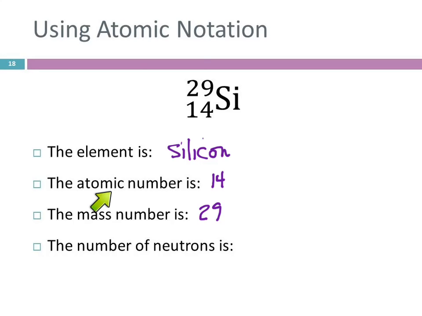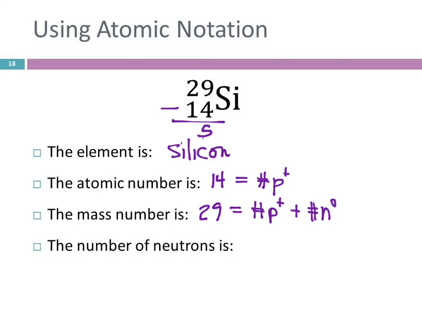So the atomic number is equal to the number of protons, right? And the mass number is the number of protons plus the number of neutrons. So how do we figure out the number of neutrons? We subtract. This is what I think is cool. It's all stacked up for you to subtract. So 9 minus 4 is 5, and 2 minus 1 is 1, and so there are 15 neutrons in this particular atom of silicon. So we need to understand what this atomic notation means.